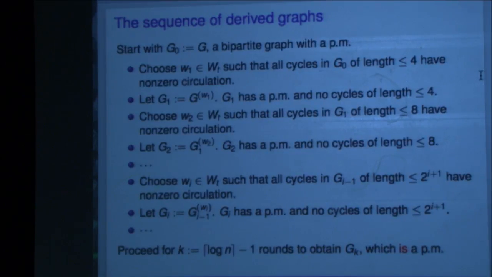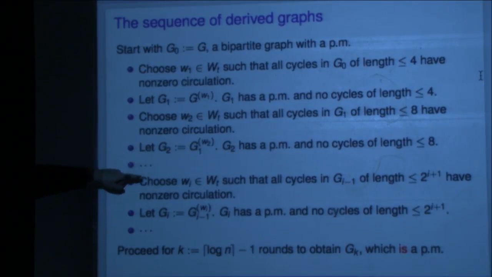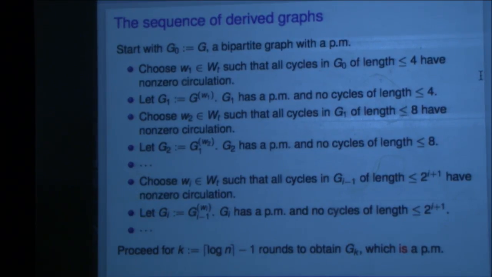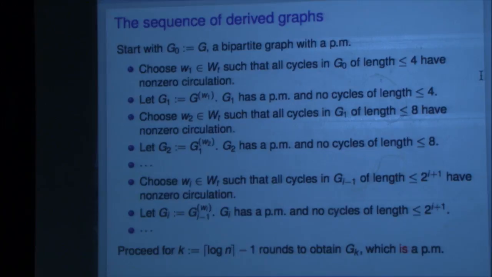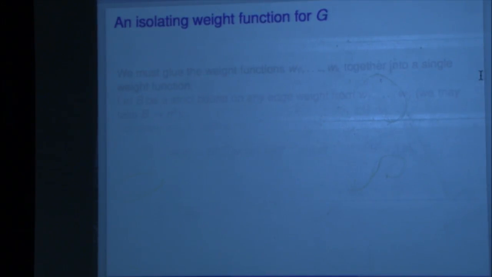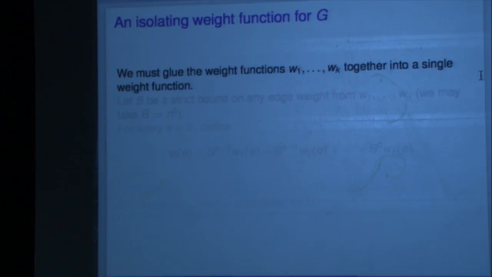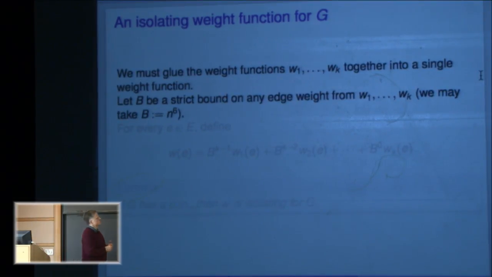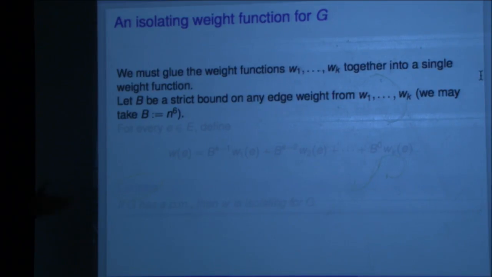All right, so what we want to do now is glue these W sub i's together to get that this perfect matching is isolated as a unique minimum weight perfect matching of the original graph G. So here is now an isolating weight function for G. So we glue these step-by-step weight functions together into a single weight function. So let B be a strict upper bound on any edge weight from any of these. And because of the weights, we can take B, for example, to be n to the sixth. Okay, so it's not too big.